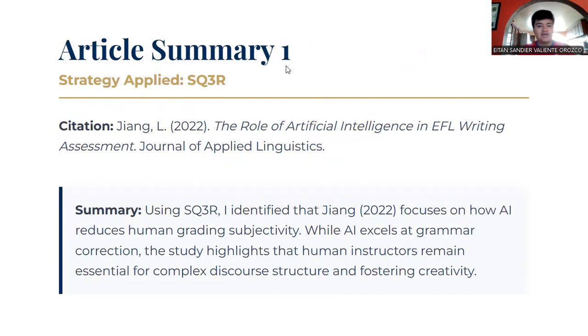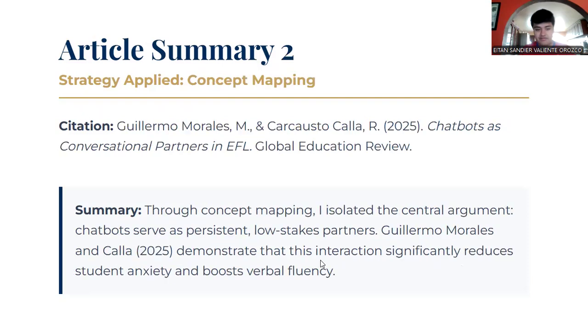And you have here an article summarized with a citation. The strategy applied here is the SQ3R. The citation is right here, and here's the summary. Please note something: the citation is before this. Okay, you're making this summary applying SQ3R: you have to identify what is the problem. Identify the problem and focus on the solution.